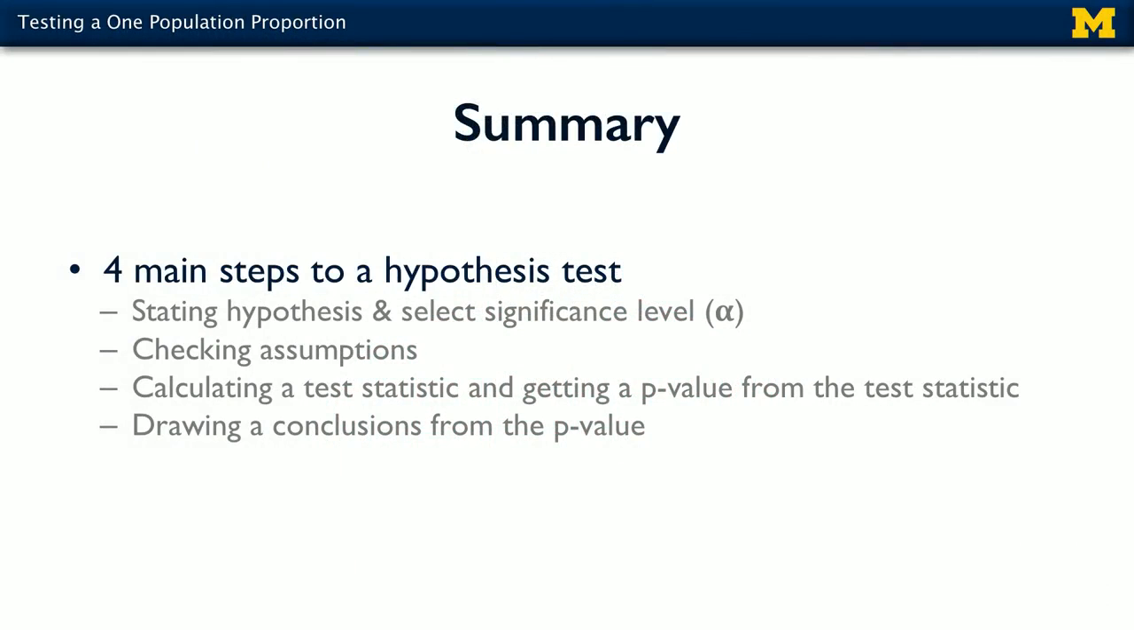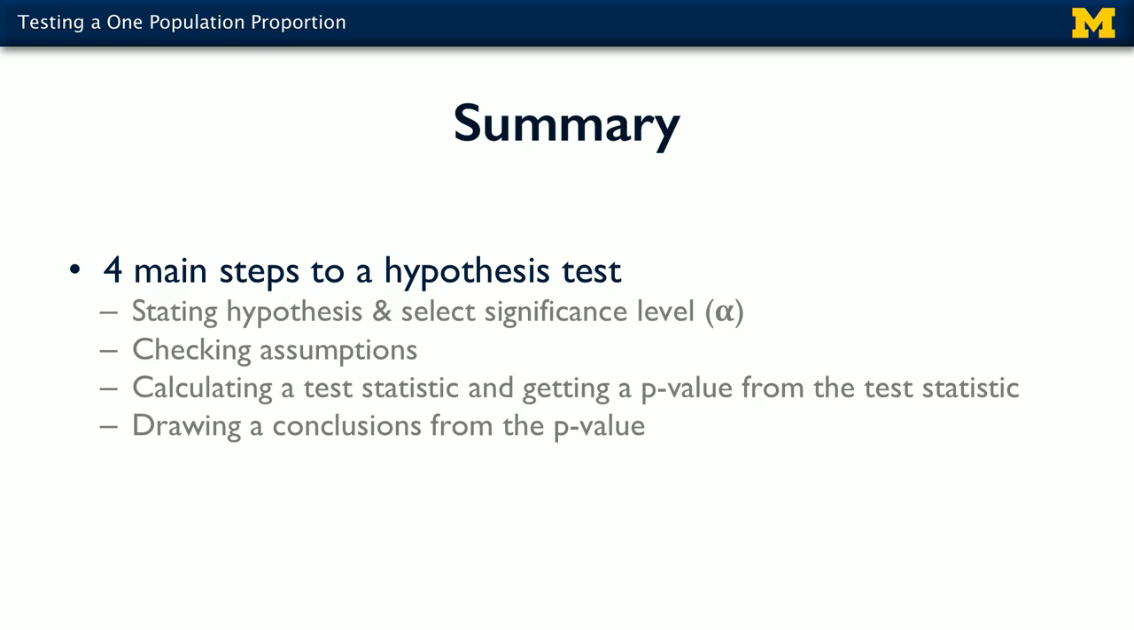To summarize what we've talked about in this example of a hypothesis test, we learned that there are 4 main steps. We state our hypotheses and select a significance level, which is alpha. We check our assumptions. We then calculate a test statistic, and we get a p-value from that test statistic. And finally, we draw a conclusion from that p-value.